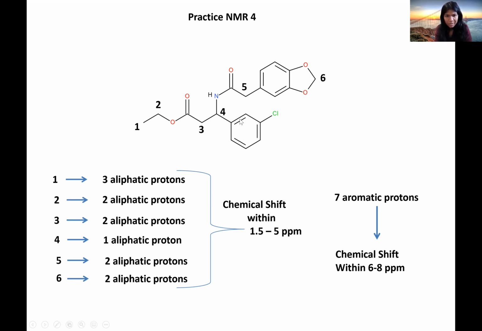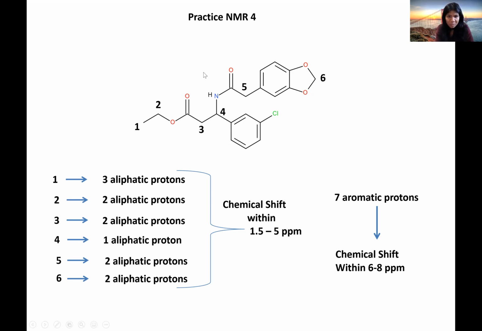How many aromatic protons do we have? One, two, three, four, 5, 6, 7. So there are total 7 aromatic protons. We'll expect the signal in this region, 6 to 8.